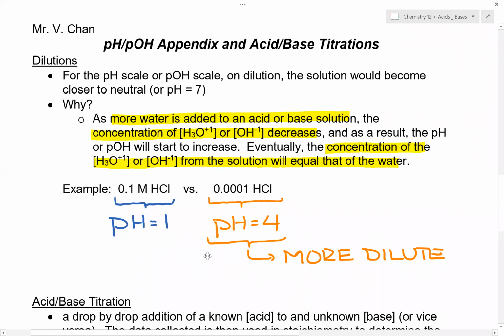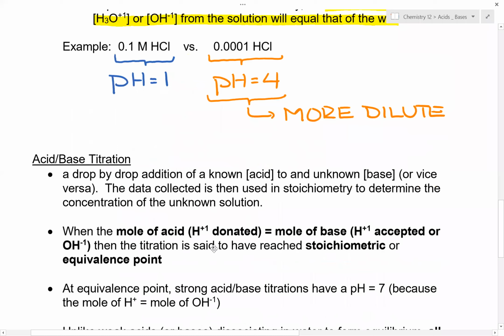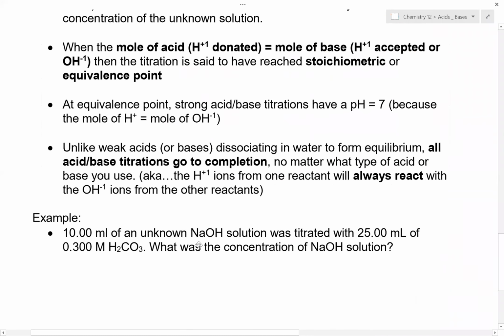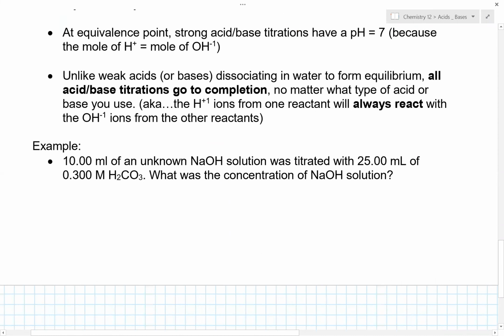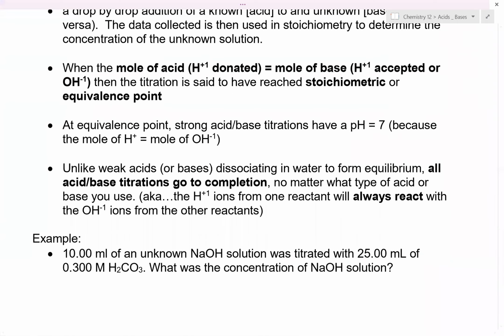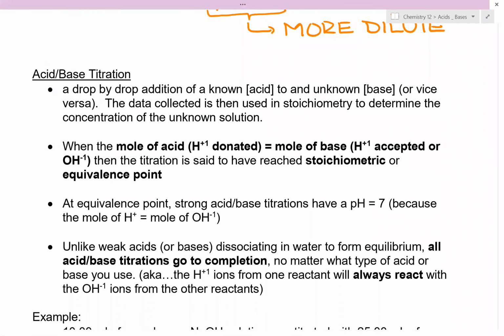All right. The last thing I want to talk about when we talk about acids and bases is titrations. So what is a titration? A titration is a drop-by-drop addition of a known acid to an unknown base, or vice versa. Okay? The data that's collected is then used in stoichiometry to determine the concentration of the unknown solution.